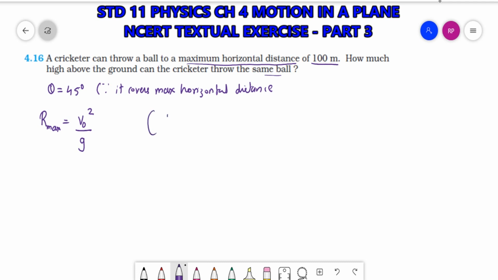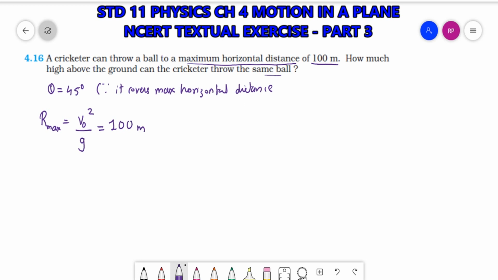Now how does this formula come? The formula for range is V0 square sine 2 theta upon G. When theta is 45, 2 theta is 90, and the value of sine 90 is 1. So the answer will be V0 square by G. So the formula for maximum range is V0 square by G. You can directly use this formula, right? And that is given here equal to 100 meter.